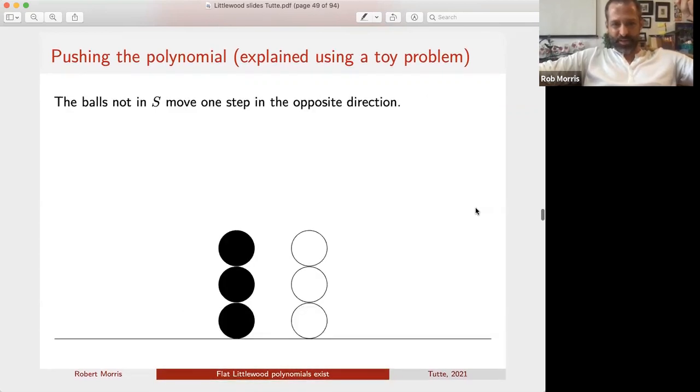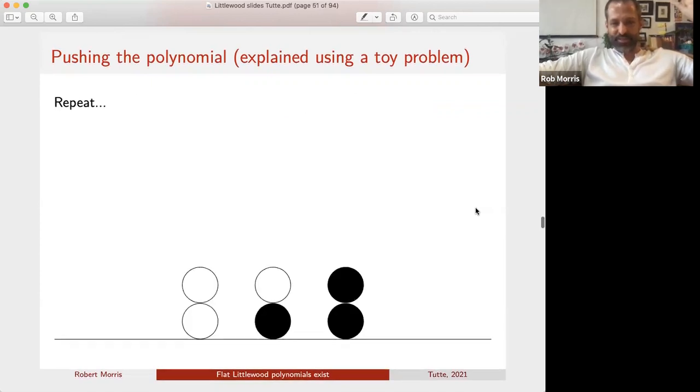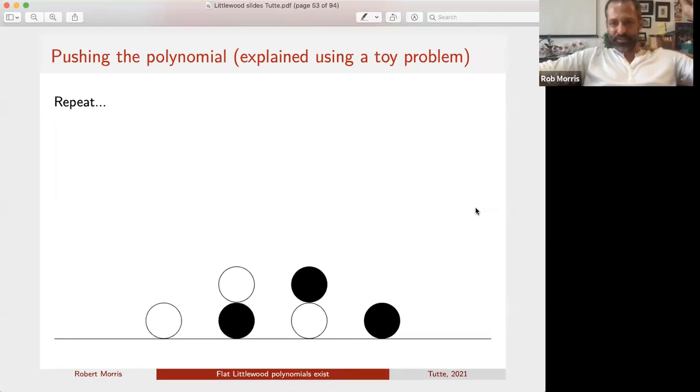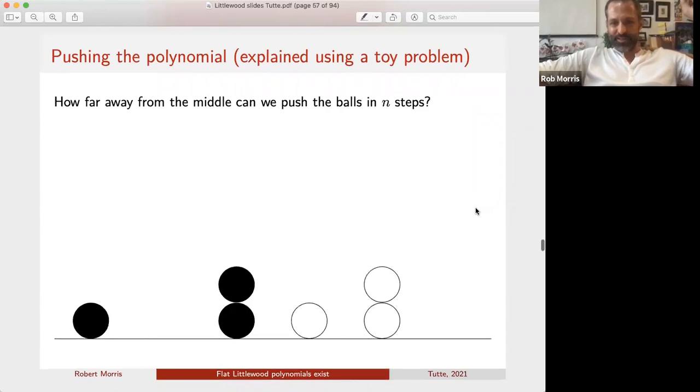So I pushed the black balls left, then we got a new random set, black balls went right, new random set, black balls went right, new random set, black balls went left, new random set, black balls went left. Okay? And what we're trying to do is clear out a space in the middle, right? So that all the balls are far away from the middle. So how can we do that?